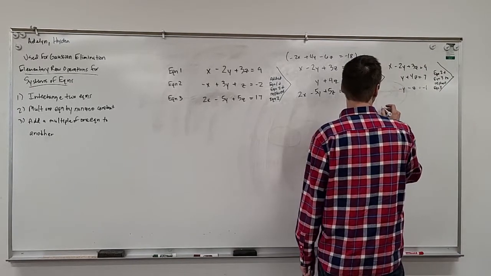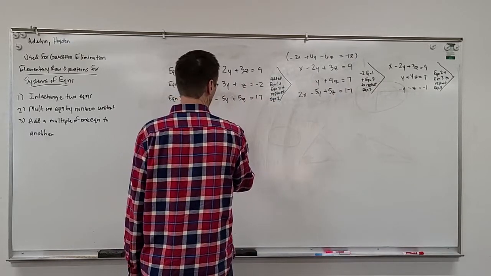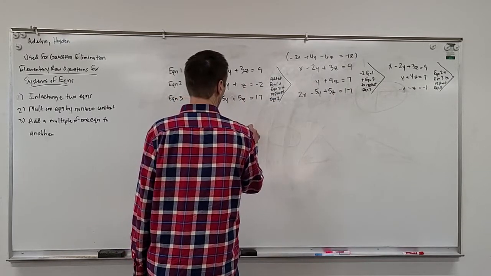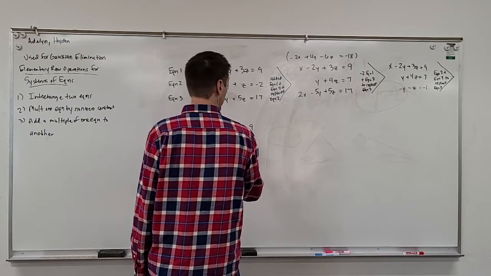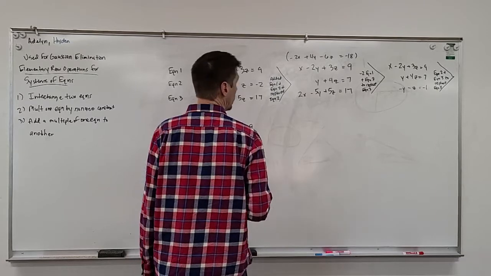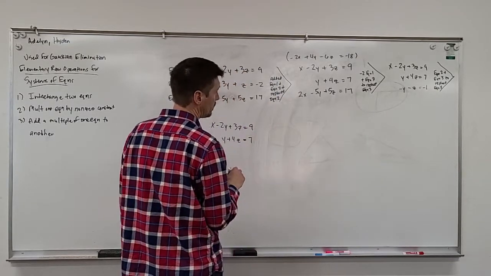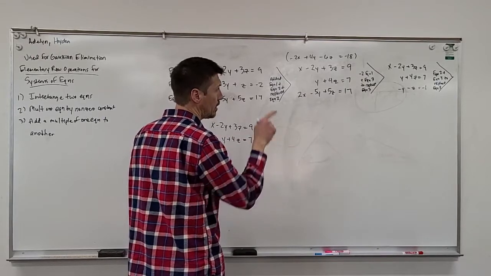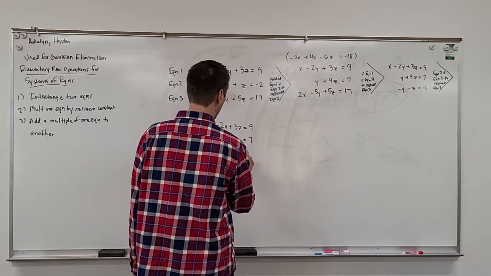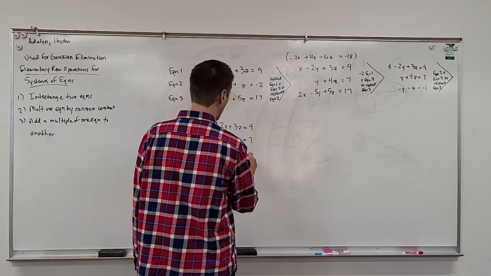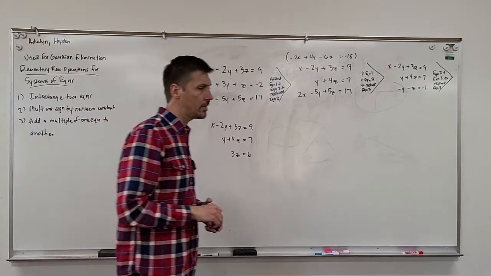So the top part stays the same. I'm just going to put this over here so we'll have a little more room. x minus 2y plus 3z equals 9. The second equation stays the same because it's already like we want it, equals 7. And then when we add those two equations together, that last equation becomes, the y's go away, 4z minus z becomes 3z, and 7 minus 1 becomes 6.